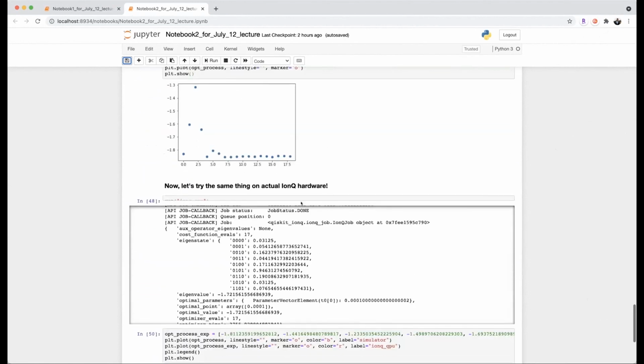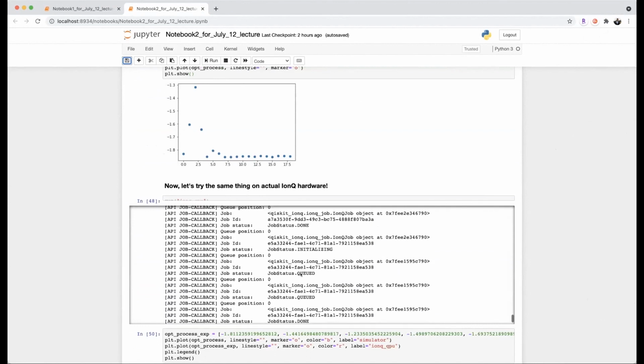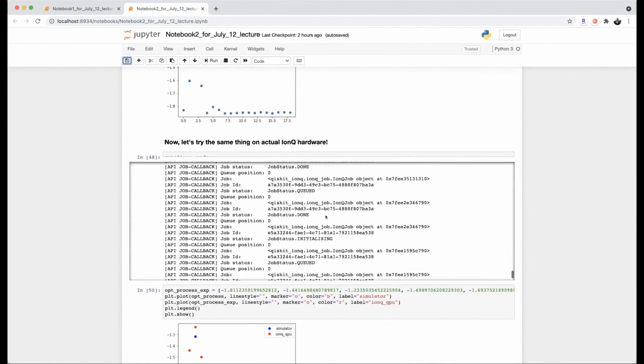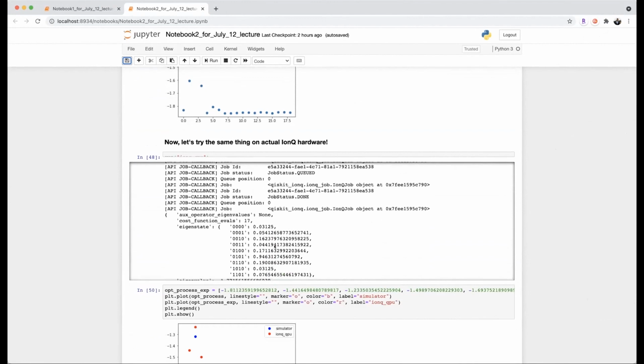All right, so the last thing is we run the same thing on the actual IonQ hardware. It will take a very long time to run because there are so many circuits to evaluate, and each circuit is queued on its own individually. So I ran it before, and it's done here.